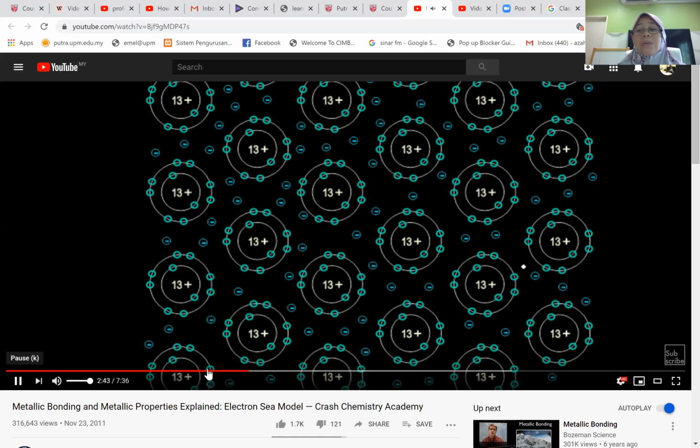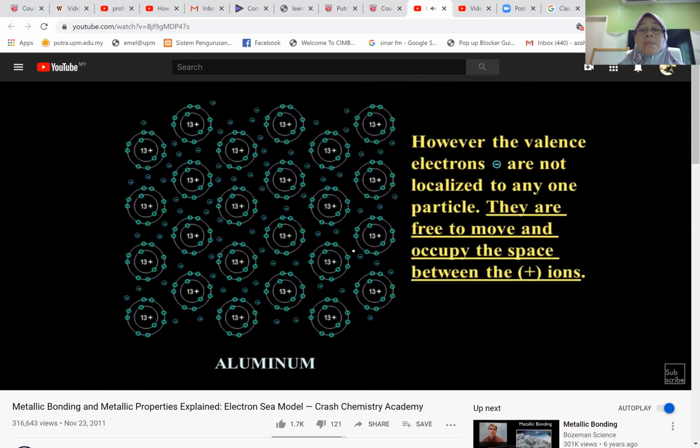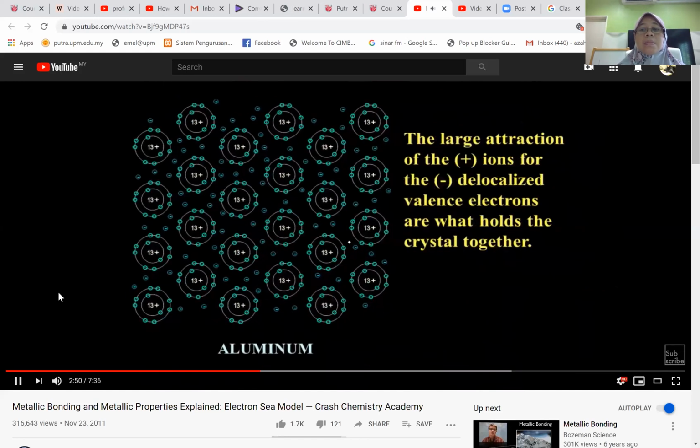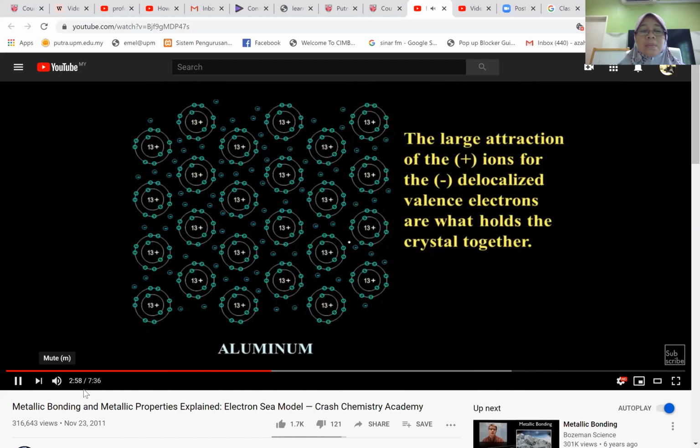So the metallic bond is actually between the positively charged cations and the negatively charged electrons in the sea of electrons. The valence electrons are not localized to any one particle. They are free to move and occupy the space between the positive ions. Similar to the electrostatic attraction that holds the ionic crystal together, this attraction of opposite charges holds the metallic crystal together.